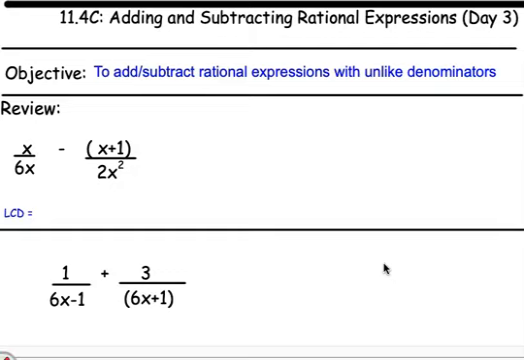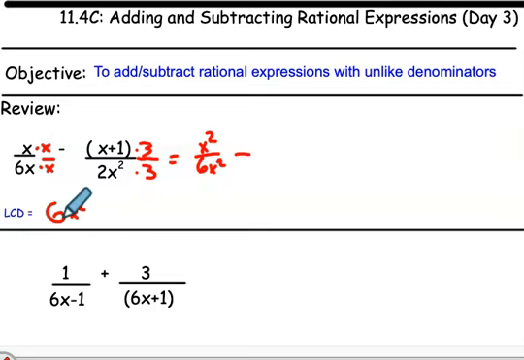We have x over 6x minus parentheses x plus 1 over 2x squared. First thing I would do is write down the lowest common denominator. The lowest common multiple of 6 and 2 is 6, and x squared, we always take that highest exponent right away for the LCD. So all this one is missing is an x over x. This one needs to be multiplied by 3 over 3, so that both of the denominators are 6x squared. So up top, we have an x squared over 6x squared.